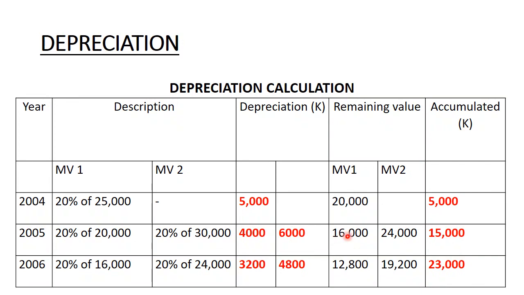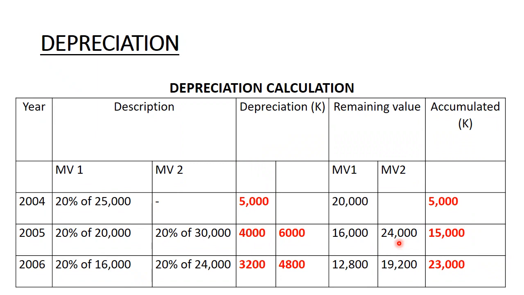Then the new value or the remaining values of our motor vehicles: in 2004 it was 20,000, but it has lost value by 4,000, so it's now 16,000. Well, for the second motor vehicle, we just bought it at the beginning of 2005 and it was 30,000, but it has lost a value of 6,000. So 30 minus 6 is 24,000. So in short, 20 minus 4,000, 16,000, 30 minus 6, 24,000.